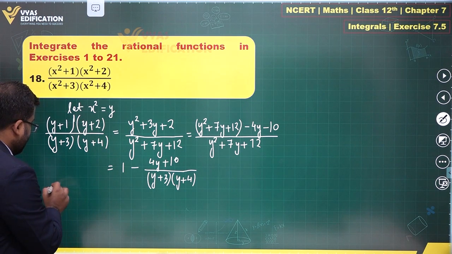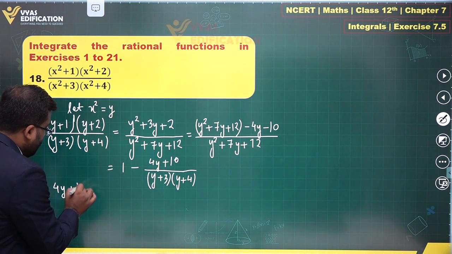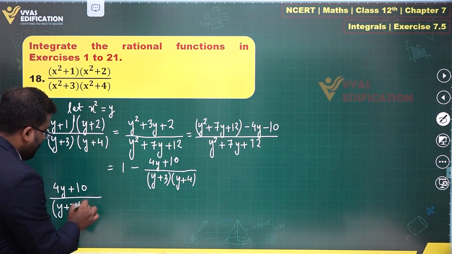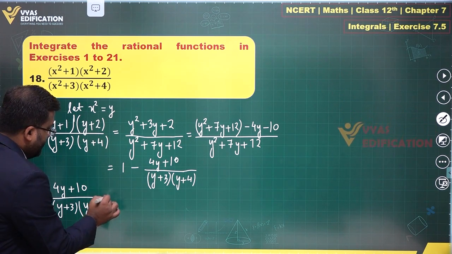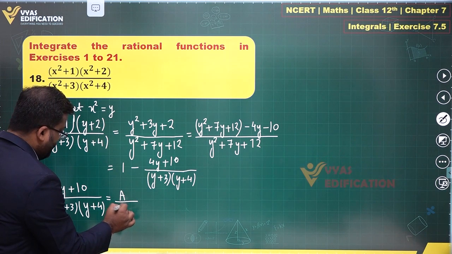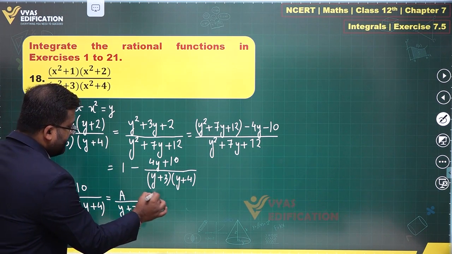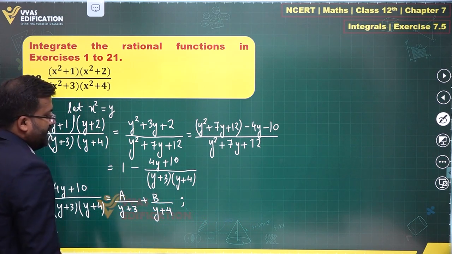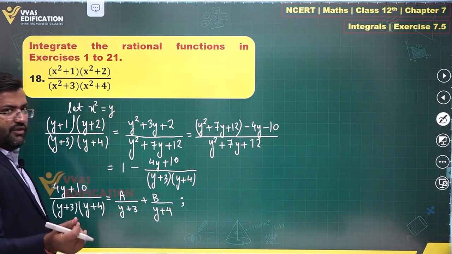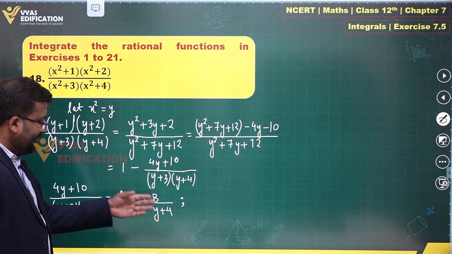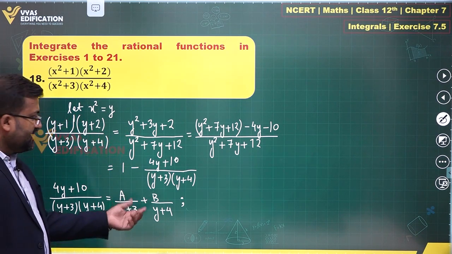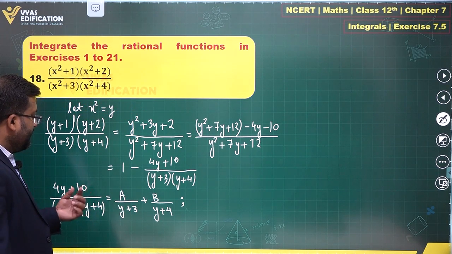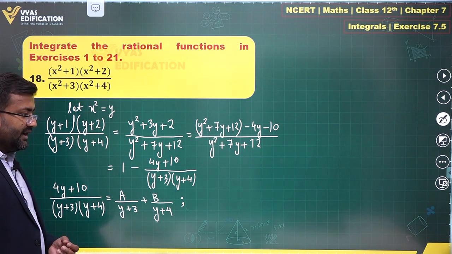And this (4y + 10) upon (y + 3)(y + 4) can be taken as a upon (y + 3) plus b upon (y + 4), where values of a and b can be found easily by comparing the numerators, right? A times (y + 4), b times (y + 3). So a plus b will be equal to 4. That's the equation that you'll get. 4a plus 3b will be equal to 10. That's the other equation that you'll get, right?